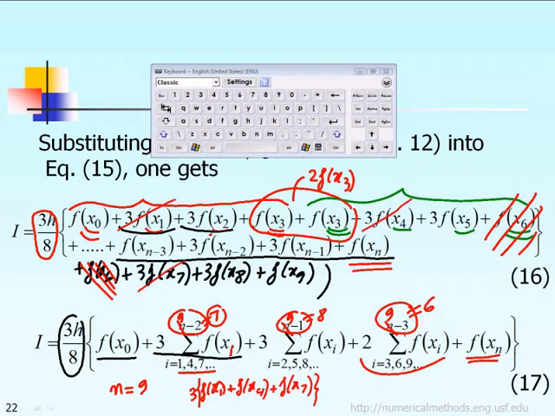Now take a look at the third summation. Here i goes from 3, 6, 9, 12, and so on, up to n minus 3. But n minus 3 in this case is equal to 6. So this summation basically means 2 times the summation of f evaluated at x3 plus f evaluated at x6, and that will be it.